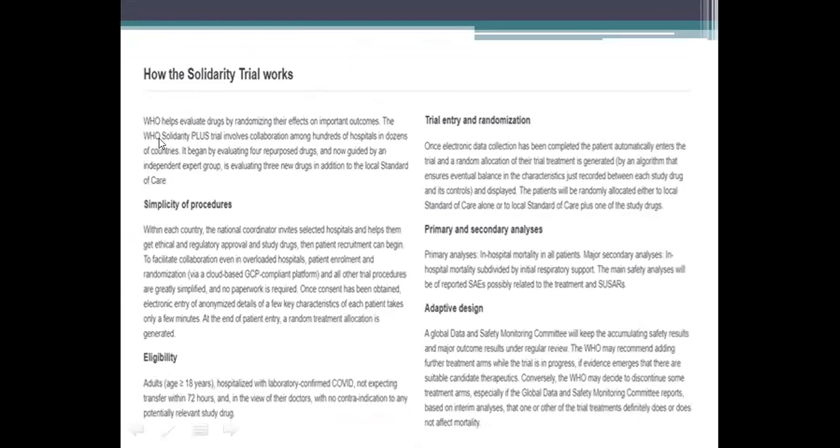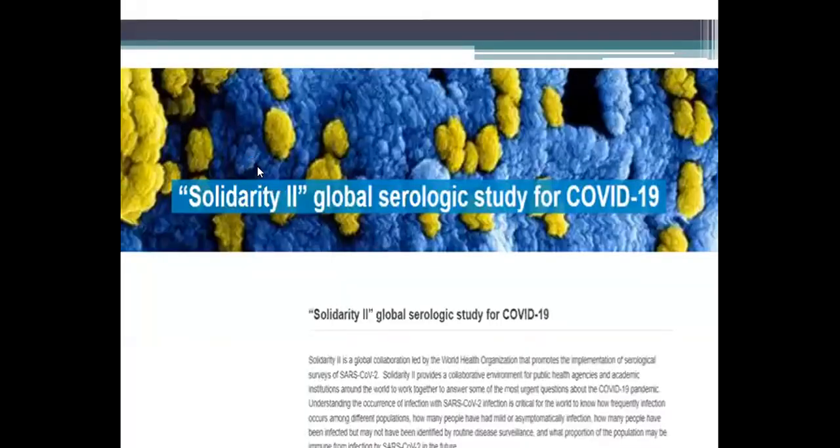The solidarity trials work like this. WHO evaluates drugs by randomizing their effect on important outcomes. It involves collaboration among hundreds of hospitals in dozens of countries. It began by evaluating four repurposed drugs and is now guided by independent expert groups.